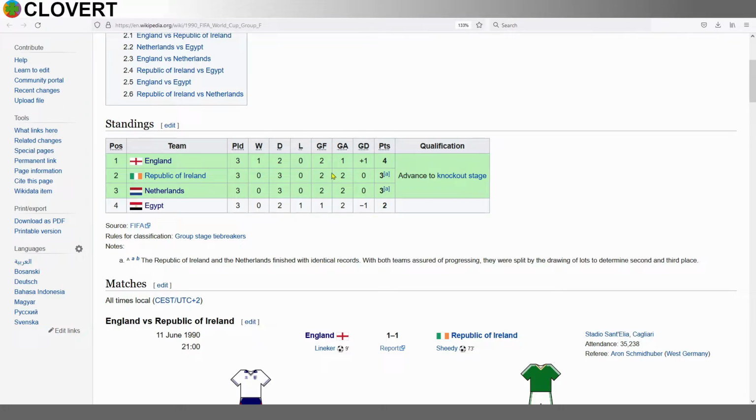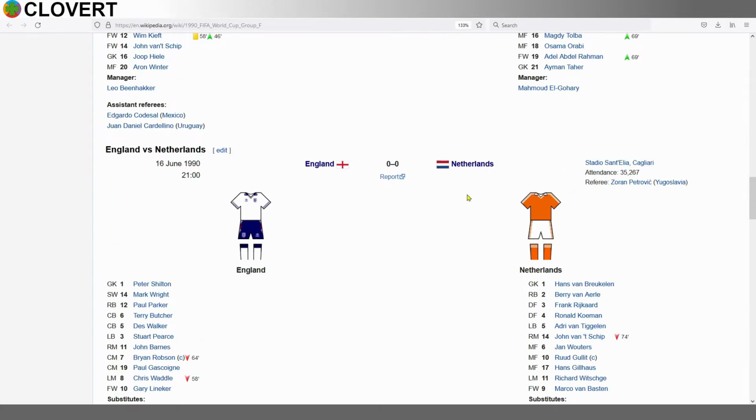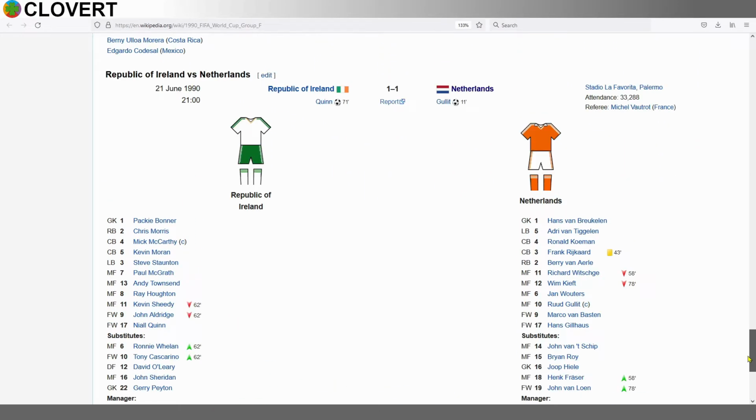They drew the game against each other, and they had a 0-0 draw and a 1-0 draw in the other games. So they finished dead even. They were split by the drawing of lots to determine second and third place. So they drew lots, basically, and that determined the final positions, and Ireland were deemed to finish second, and the Netherlands finished in third. And so, because this game between England and Egypt finished 1-0, these two sides colluded.